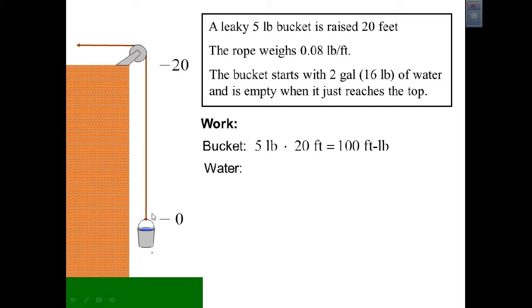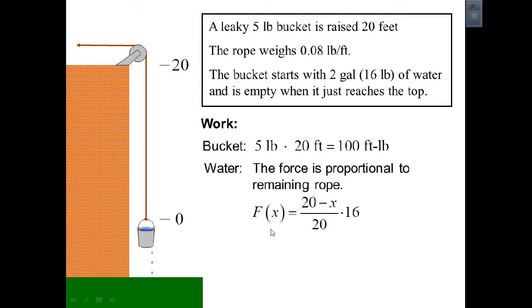Now the water, remember, we're going to decrease this as we go up, where we're going to have 0 weight in the bucket by the time we get to 20. So the force is proportional to the remaining rope because the bucket gets lighter as we go up. So we have (20 minus x) divided by 20 times 16. Now, guys, don't get confused by that. All that is the percentage of rope that's left. Here's the total amount of rope that we start with, and 20 minus x is how much rope is left.